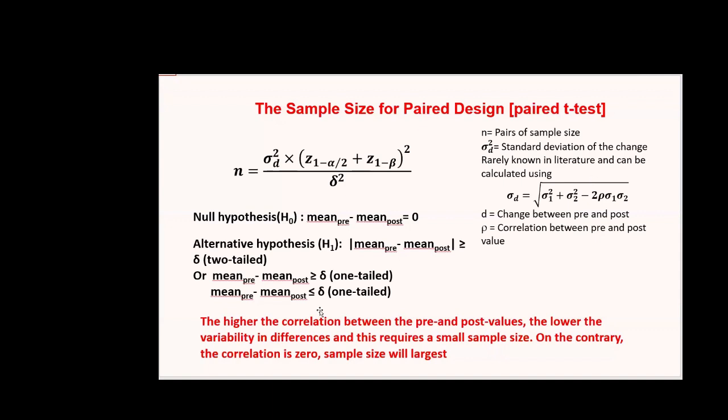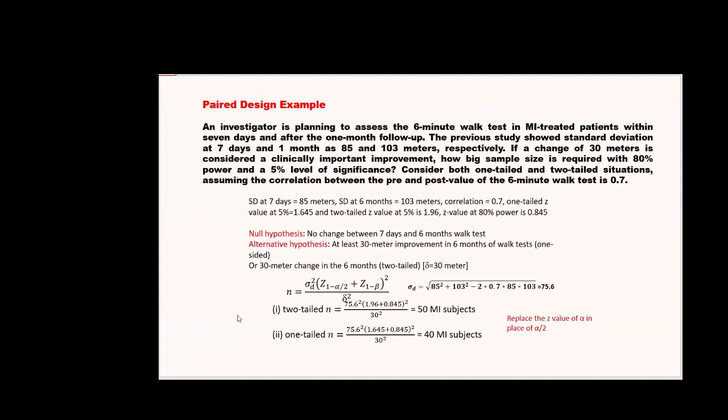On the contrary, if your correlation is 0, suppose you put the correlation as 0, in that case this is our standard deviation and you get the maximum sample size. So you get the minimum sample size if the correlation is 1, and the maximum sample size if the correlation is 0. So this is a method for the calculation of the sample size based on the before and after design. I will take one example to explain this.